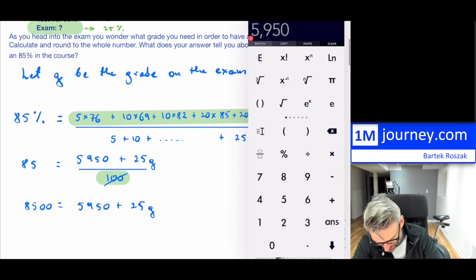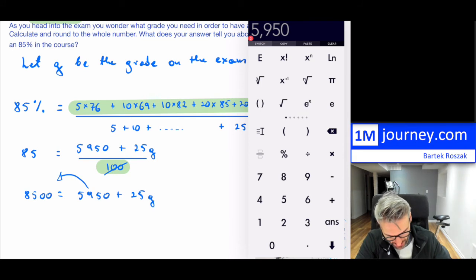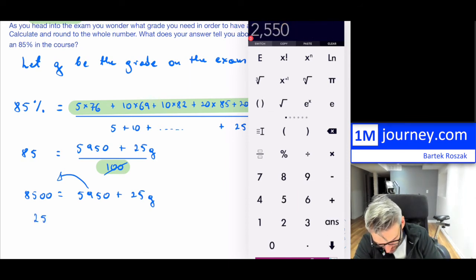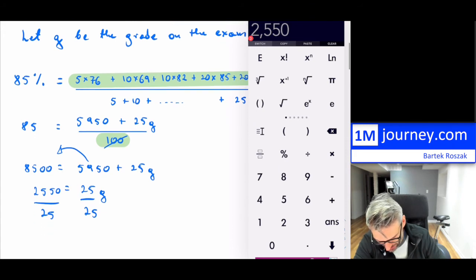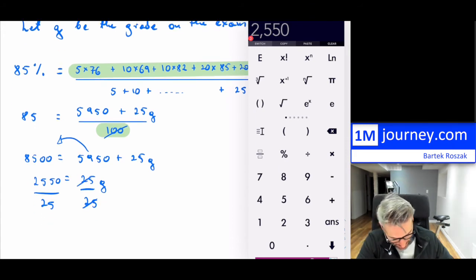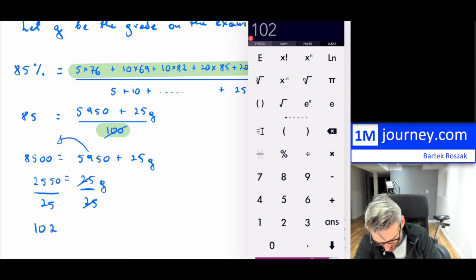I can shift this over to the other side, so it's going to be minus. That means it's going to be 8500 minus 5950 as you're solving. So 2550 equals 25G. Now dividing by 25 on both sides, I'll know what grade is actually needed here. So this divided by 25, now I get 102.